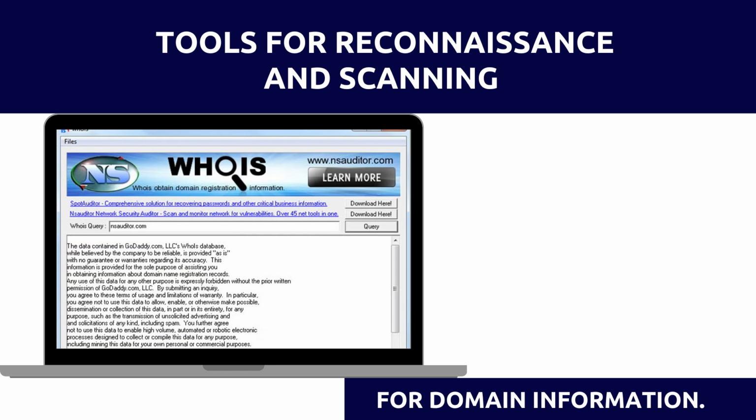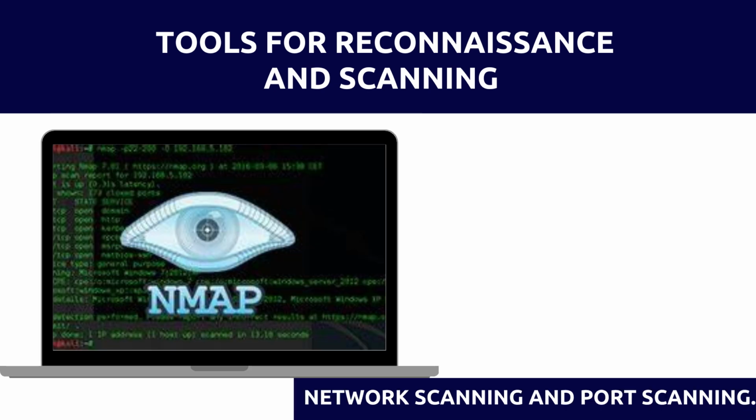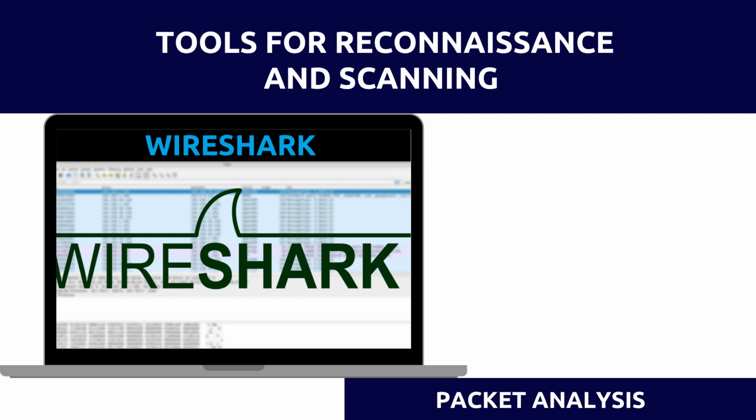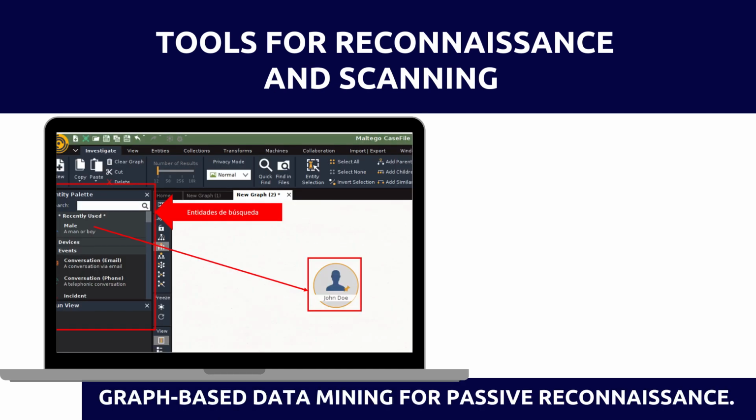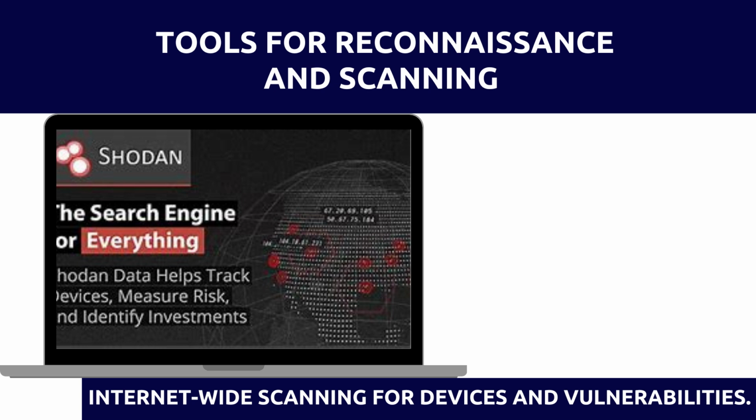Tools for reconnaissance and scanning. We have WHOIS, which is used for domain information. We have Nmap, which is for network scanning and port scanning. We have Wireshark for packet analysis. We have Maltego for graph-based data mining and passive reconnaissance. And we have Shodan, which is used for internet-wide scanning for devices and vulnerabilities.